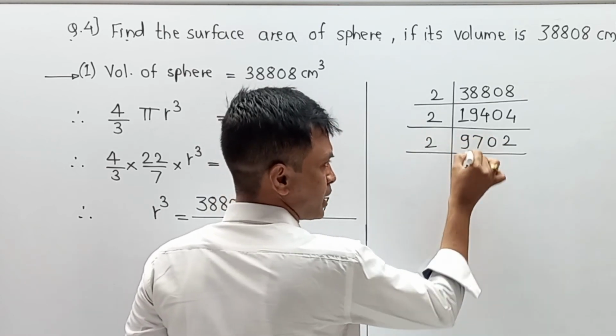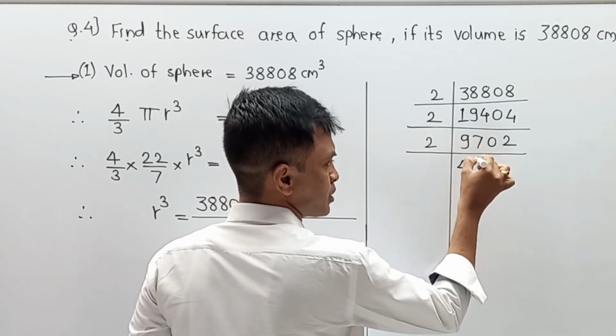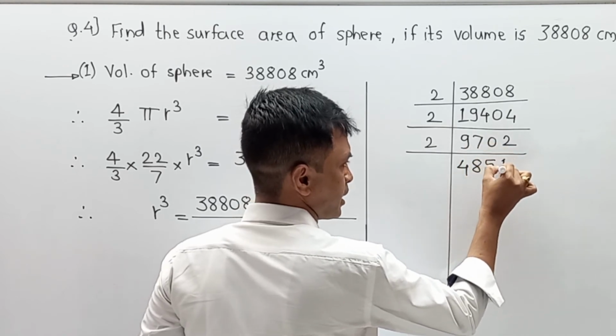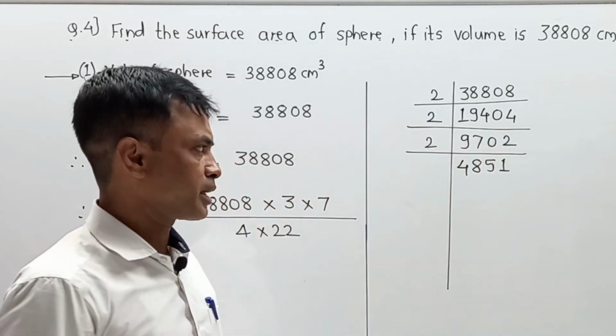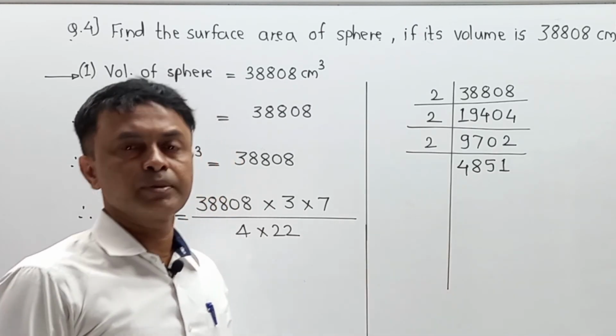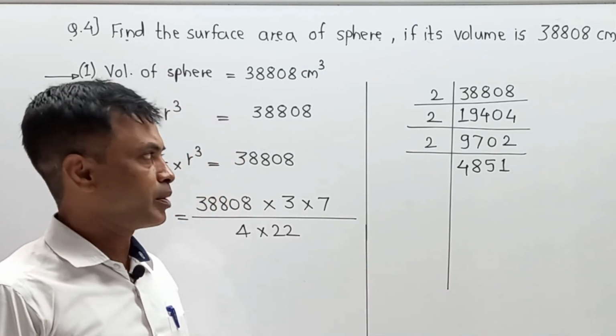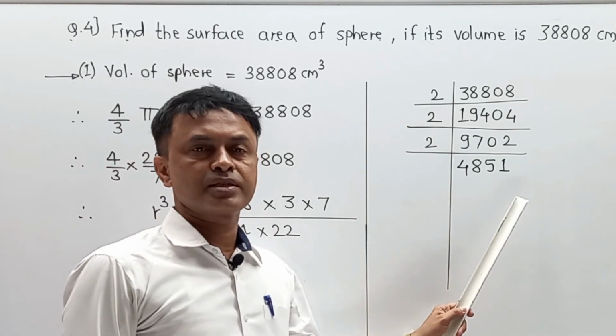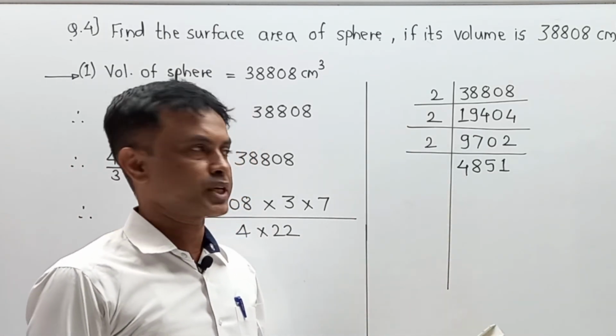2 4s are 8, carry 1, 17. So 2 8s are 16, carry 1, 2 5s are 10 and 2 1s are 2. Now here the last number is 1, and it may be possible that the number will vary from 2 to the next number. Next, whether this number is divisible by 3, 5, 7, we have to cross check that part.